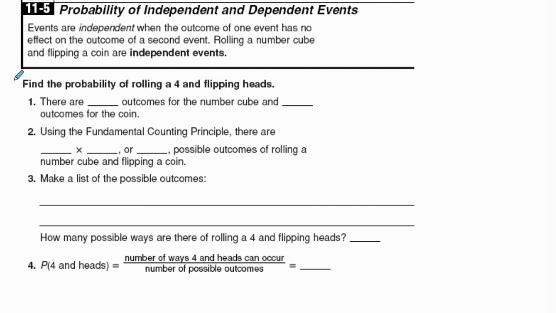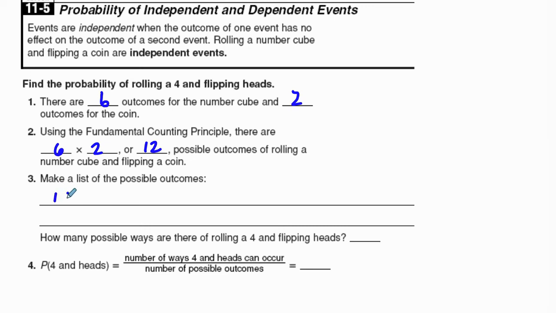Okay, so we find the probability of each part separately. So probability of rolling a 4, well, that's going to be one outcome. So there are 6 different outcomes for our number cube. Okay, sorry. I want to just skim ahead and see how they were doing it. 6 outcomes for the number cube, 2 outcomes for the coin. When we use the fundamental counting principle, that tells us there are 12 possible outcomes of rolling a number cube and flipping a coin. Here it says to make a list.